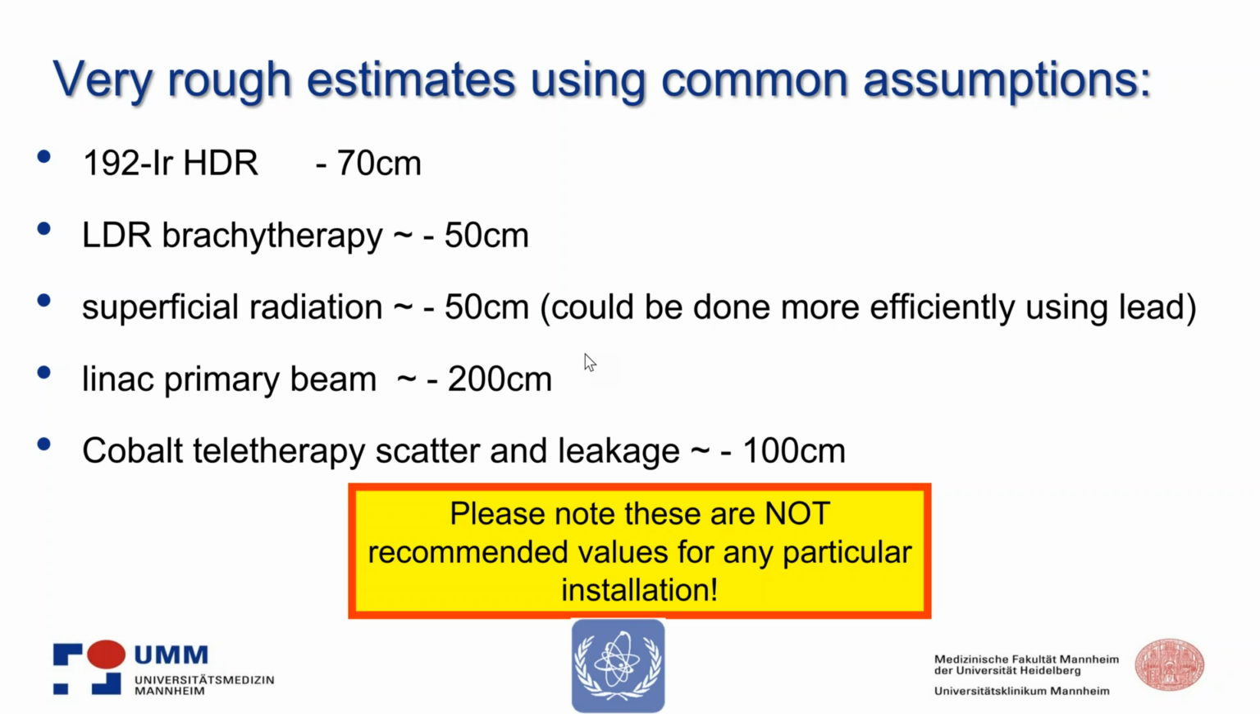These dimensions don't tell you which material, and this is what the comment here for the superficial radiation is. This could be done more efficiently using lead, of course, but these dimensions are not related right now to any material. So a linear accelerator primary beam, roughly about 2 meters, and cobalt therapy scatter and leakage shielding about 1 meter. As I mentioned, these are very rough estimations. Next one.